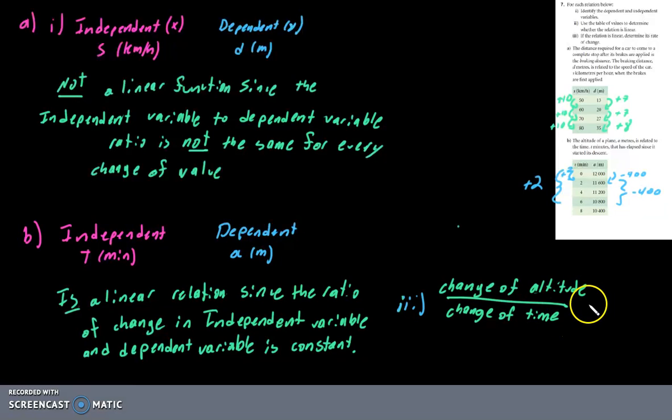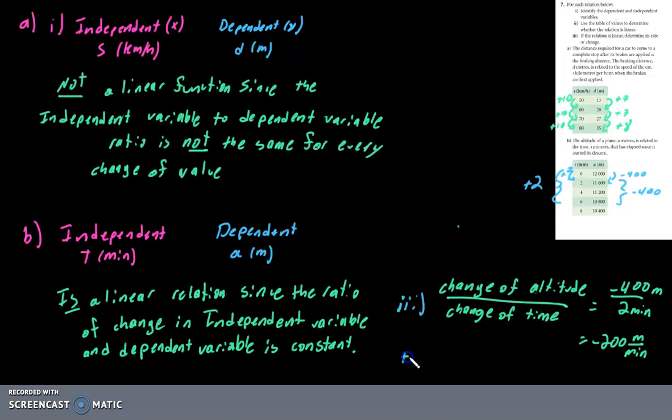Dependent and independent would have been okay to use here. I just wanted to put it in the context of the question. So the change of altitude for each one was going to be -400. And the change of time between everything was 2 minutes. I'm just going to put my value over here of meters. So the rate of change here is going to be -200 meters per minute. So it's going down 200 meters per minute.